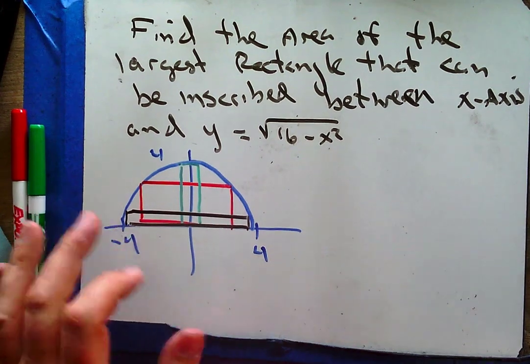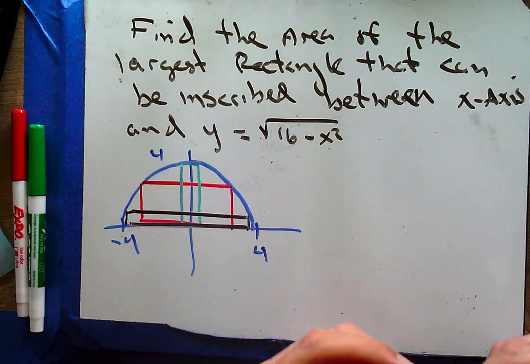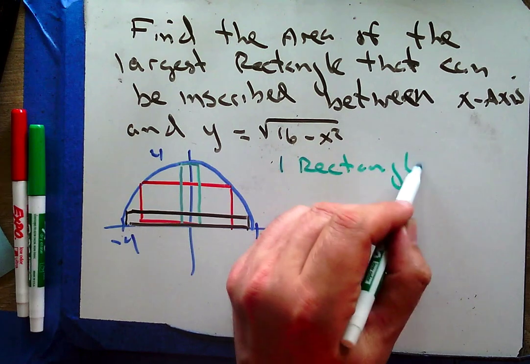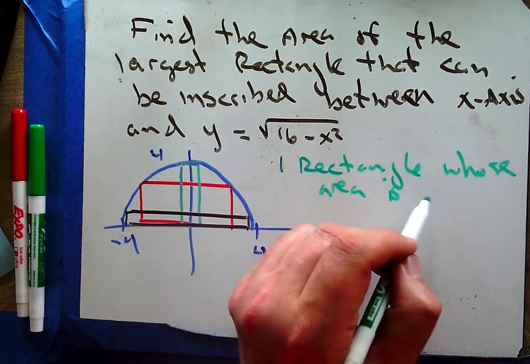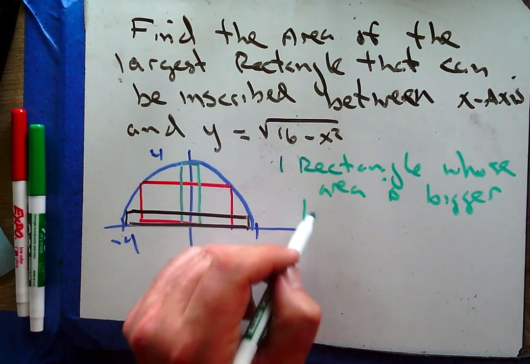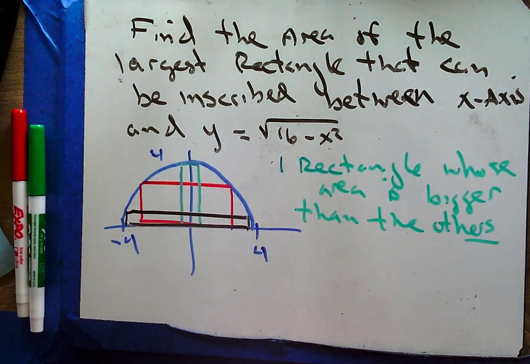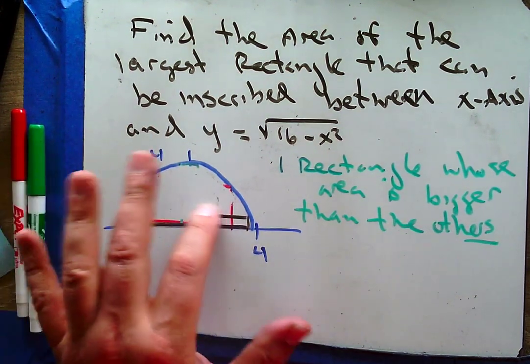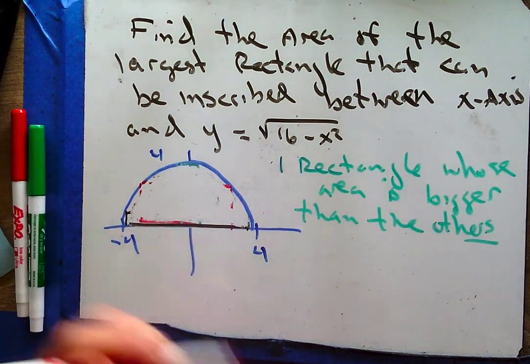But what we know is that even though there's an infinite number of possible rectangles I can draw, there's one rectangle whose area is bigger than all the others. All right, so that's the one we're trying to find, and we're trying to find the area of that triangle. I'm sorry, of that rectangle. So let's start with what we know.